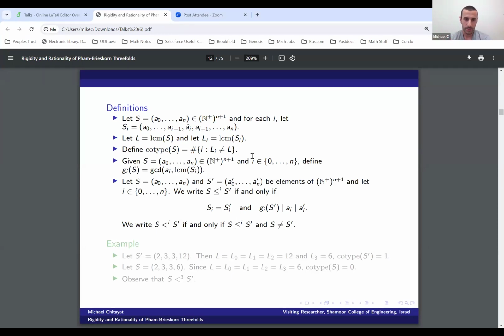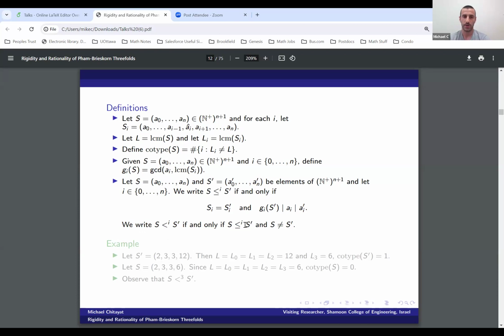And so almost done with the notation. So if we have an n+1 tuple S, we define this term G_i of S to be the GCD of the entry at the ith index and the LCM of everything else. And with this terminology, we can compare some tuples. So we write that S is less than S prime at the ith index if these conditions hold. So the two tuples are the same everywhere except at the ith entry. And this GCD divides a_i, which in turn divides a_i prime. And we write that S is strictly less than S prime if it's less than or equal to it and not equal to it.